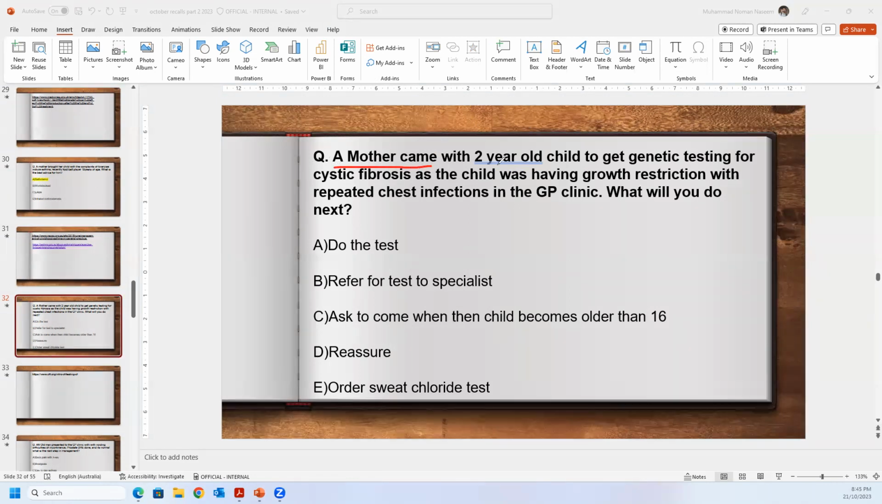A mother came with a 2-year-old child to get genetic testing for cystic fibrosis as the child was having growth restriction with repeated chest infections in the GP clinic. What will you do next? Do the test, refer the test for the specialist, ask to come when the child becomes older than 18 or 16 years of age, reassure or order a sweat chloride test.